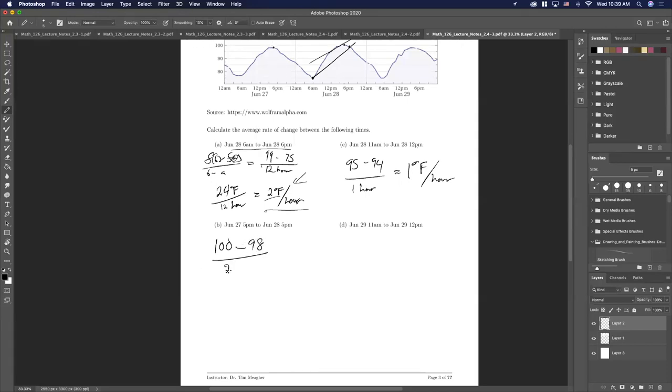And here we're gonna say 24 hours, right? And so if I crunch through that, I get 2/24, which is a 12th degree Fahrenheit per hour. Now, does this make a lot of sense here? So is the average rate of change? Well, yeah, if I draw my little secant line, it looks like I've gone up 1/12 degree per hour.